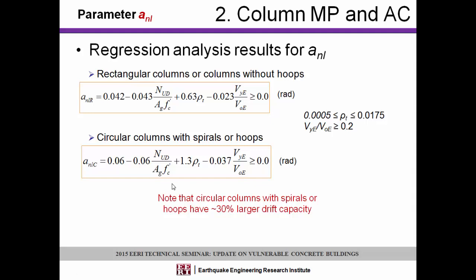So you will get a 30% bump if you have a circular column with spirals or hoops in it. So now we're treating these separately.